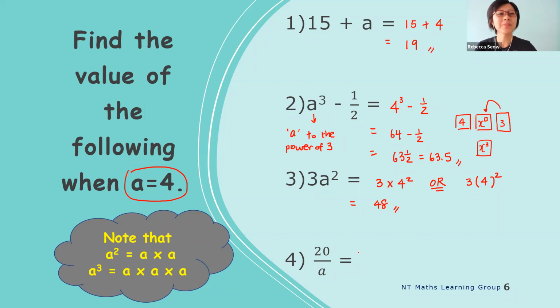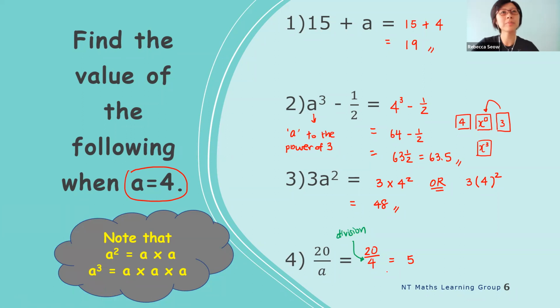20 out of A. So this is a fraction. Instead of A, we are going to replace it with 4. So this looks like 20 divided by 4, equals 5. So every time we see this fraction sign, it is division. Good, that's 5.